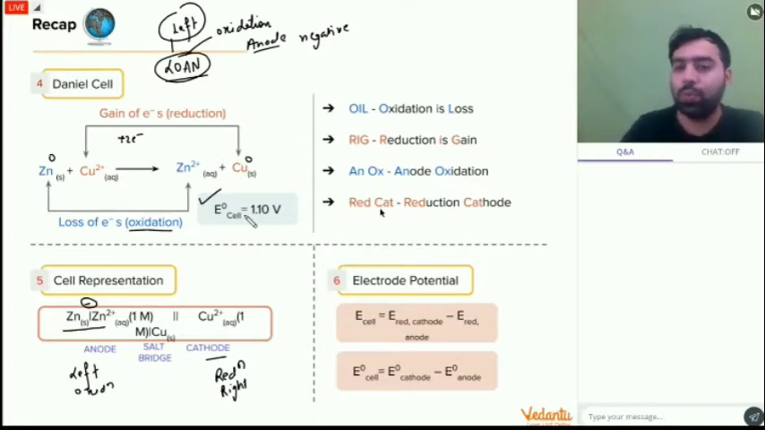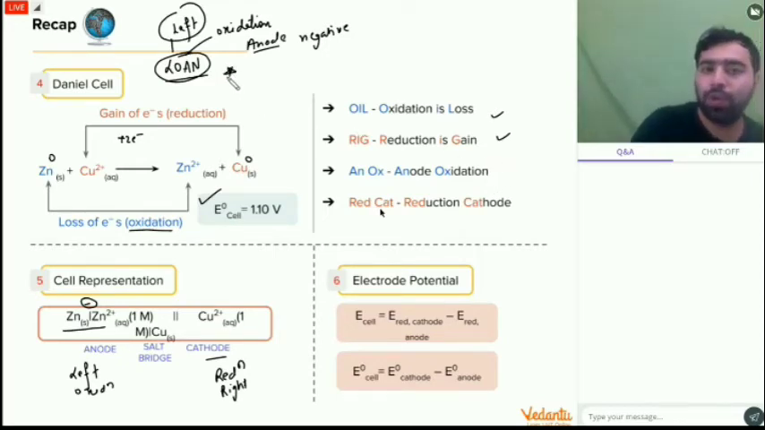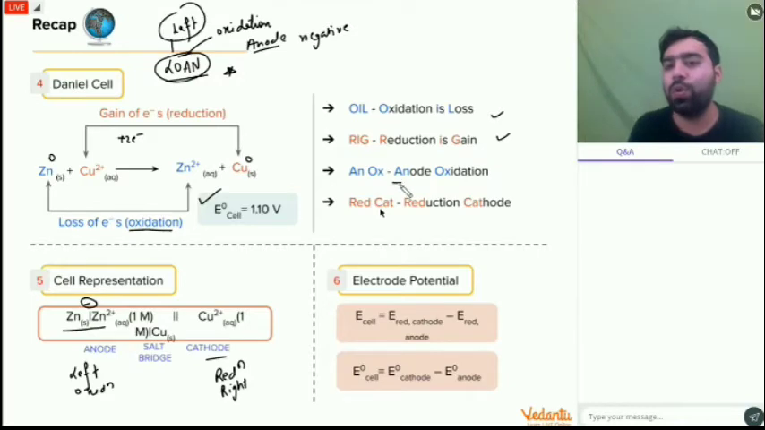So we have to do this also. Now, oxidation is loss of electron and reduction is gain. We have done that. And OXCAT is also a shortcut, RED CAT is one more shortcut, but I will prefer LOAN. So AN OX: anode oxidation, RED CAT: reduction at cathode. So oxidation occurs at anode and reduction occurs at cathode. Remember this. Next we went to electrode potential.